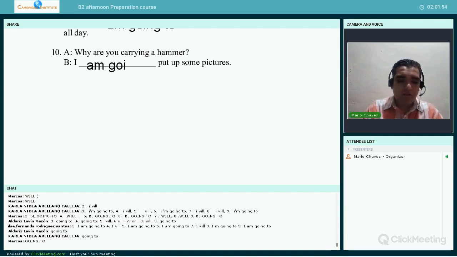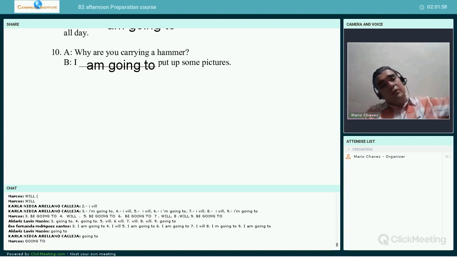It's with going to, because he went for the hammer and he's back with the hammer and he is going to put some pictures up, right? Because he already knew he was going to do it. He's already planning on doing it. So it's with going to. Yeah, it's with going to. All right. Very good. Very good.